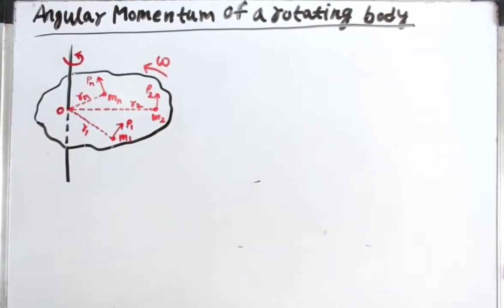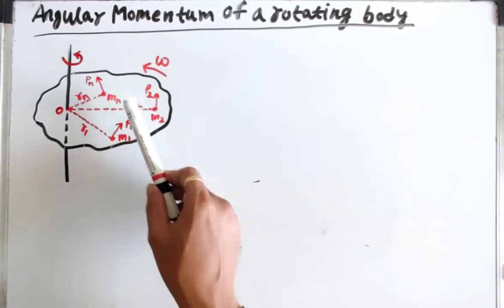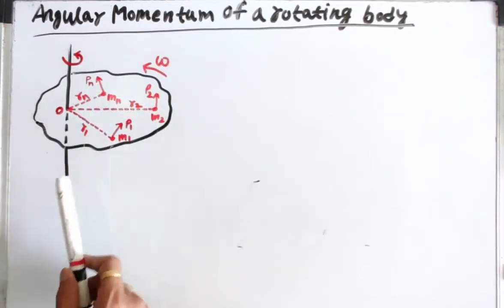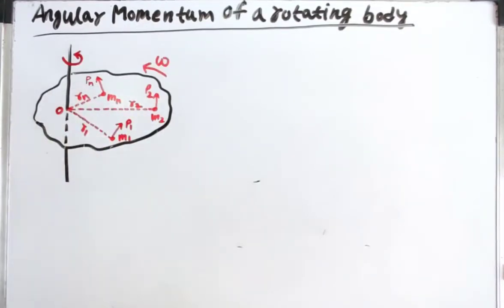Now we will derive the expression for the angular momentum of a rotating body. For this we consider a rigid body which is rotating about an axis passing through point O, perpendicular to its plane, with angular speed omega. Let capital M be the mass of this body. The body is made up of n number of particles, so we consider some particles of mass m1, m2 till mn, situated at perpendicular distances from the axis of rotation r1, r2 till rn, as shown in this figure.